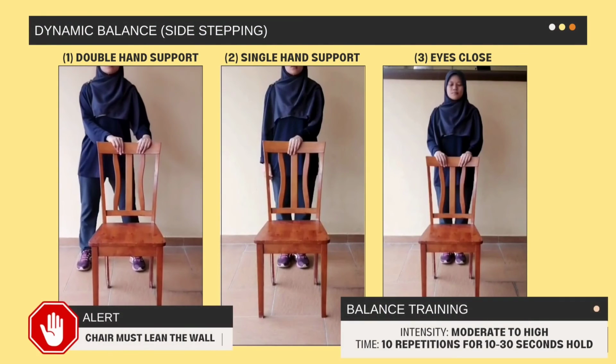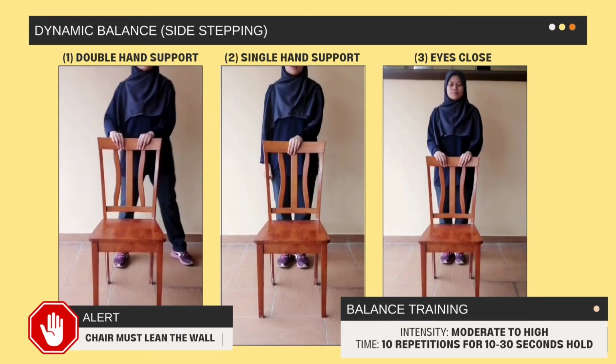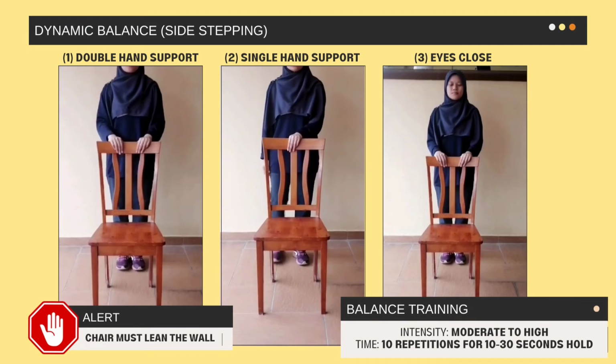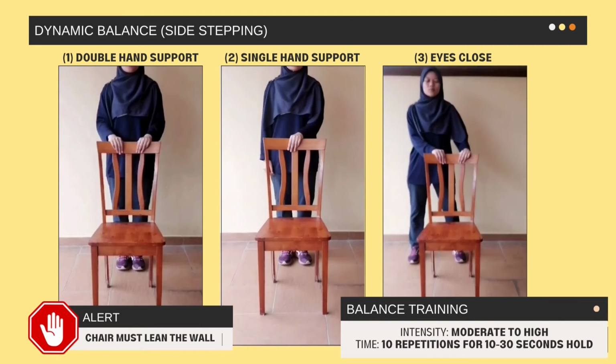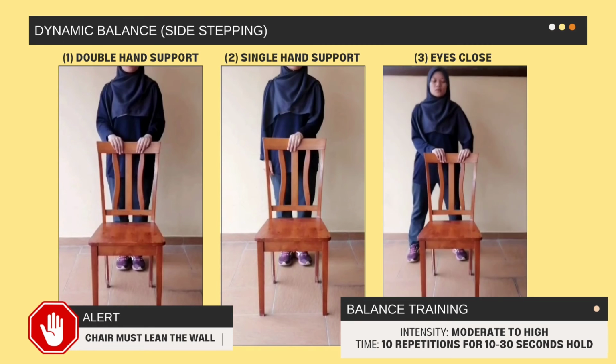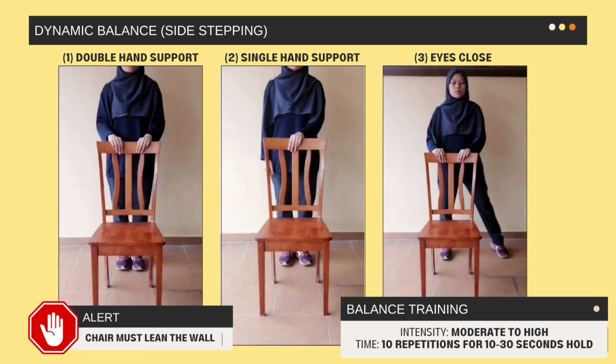Lastly, dynamic balance. Perform side stepping exercise with 2 hand support, progress to 1 hand support, and finally with eyes closed. Remember to always perform with a chair and a partner to supervise for safety purposes.